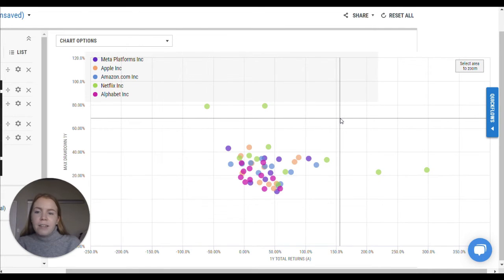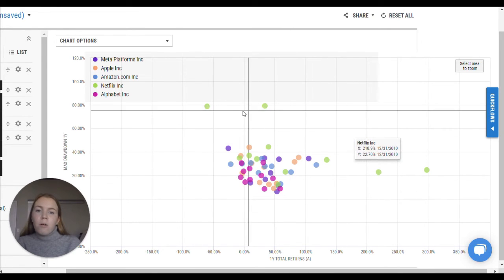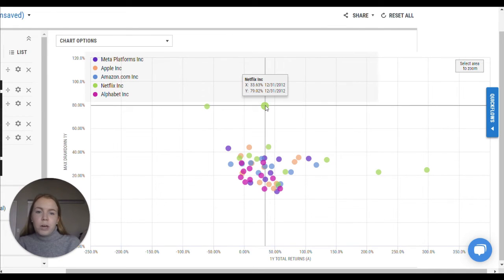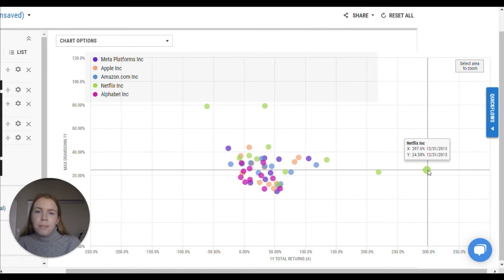Here I've brought in the FANG stocks and their max drawdown and total return for each year over the last several years. This allows us to explore different trends, such as the fact that Netflix outperformed in 2010 before experiencing larger drawdowns and fewer returns in both 2011 and 2012, but then reverting to outperformance again in 2013.